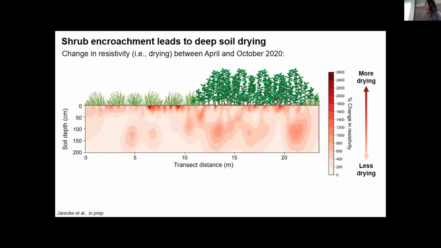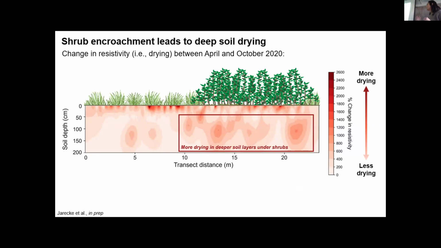So the data is kind of fun to look at. Darker red colors indicate that there was more of a change in resistivity, which indicates more drying, and lighter colors indicate less drying has occurred. So you can see that the grasses are doing their thing and taking up a ton of water in the surface, which is what they are really good at. But you can also see that in the deeper soil layers, you're getting a lot more of these pockets of drying down past a meter under the shrubs, where you're really not getting as much under the grasses.